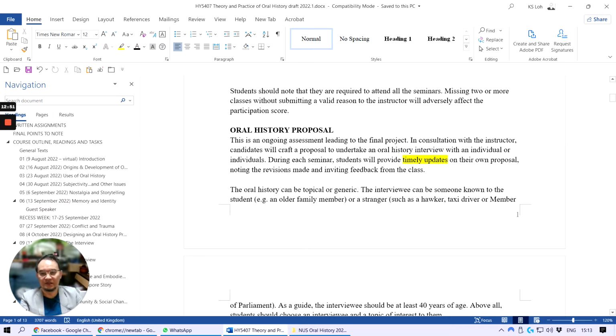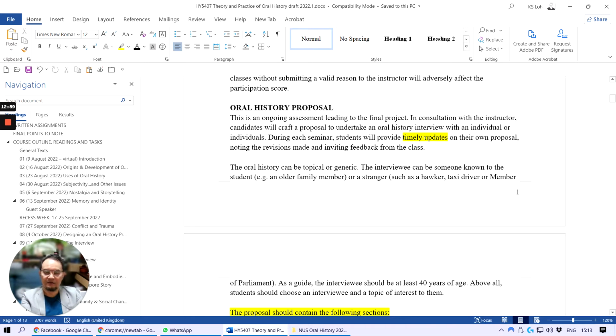It is a proposal, as the name suggests, for the project that you want to do. I will talk more about this when I meet you, but to go through it briefly, you'll be conducting an interview with a person, or more than one person if you want, but at least a person. Of course, it has to be a person.